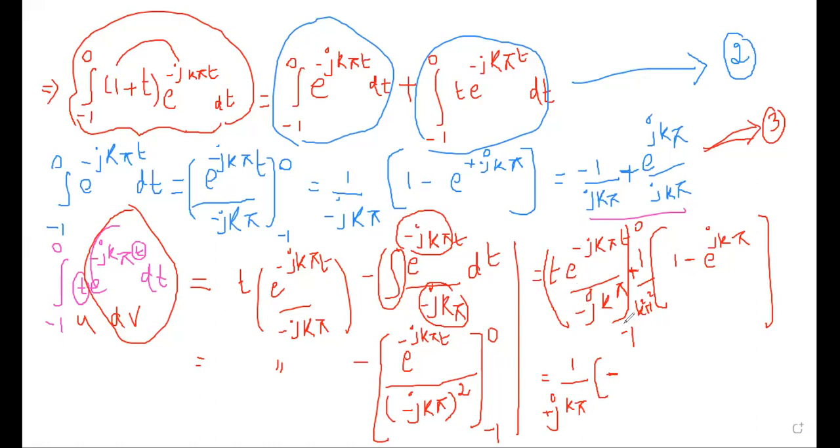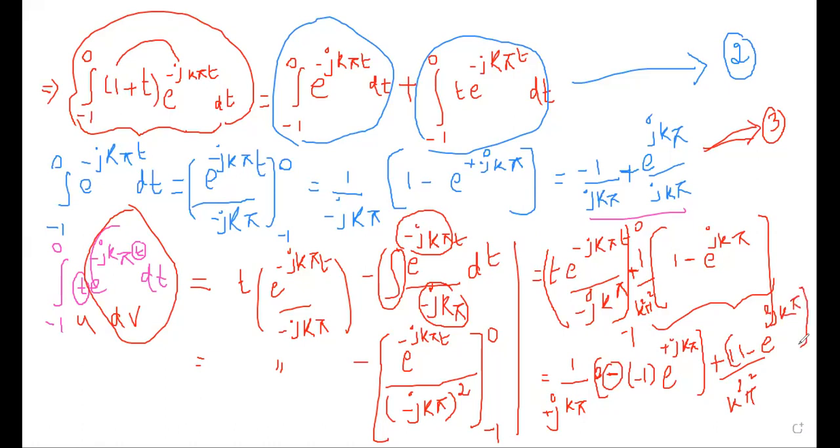If I substitute the lower limit, what will happen? Minus 1. This minus is for applying the lower limit: 0 minus of minus 1 into e power minus minus becomes plus, e power plus j k pi. Then I have this term which I have already got. So it is plus 1 divided by k square pi square, and in the numerator it is 1 minus e power j k pi.